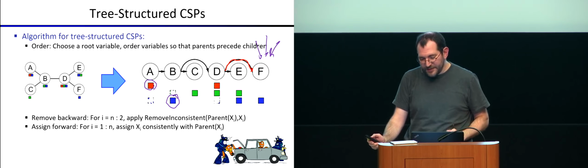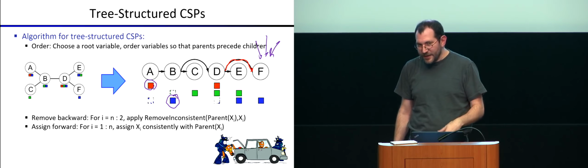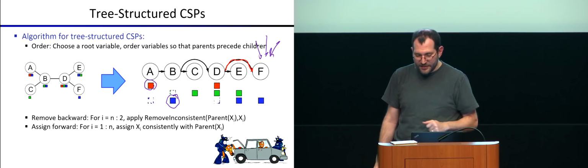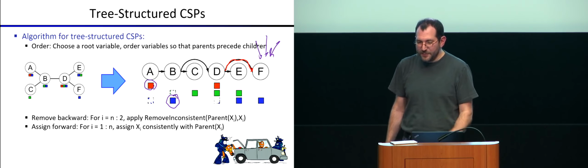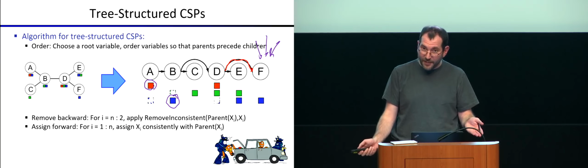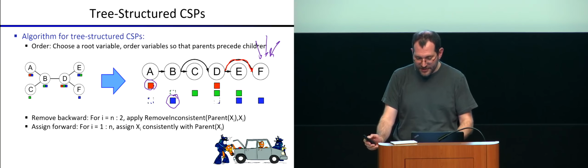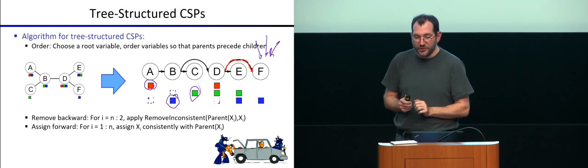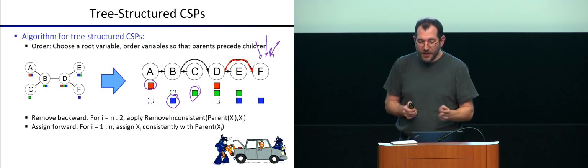All right, time to pick C. I look at C and I say, is it guaranteed that I can take my existing assignment and extend it to C? Well, C's parent is B. I picked something at B. And B to C was consistent, which means whatever I pick at B, there is an extension to C. In this case, it's green. Okay, finally, there's one where there's actually a choice. So it's time to assign D.